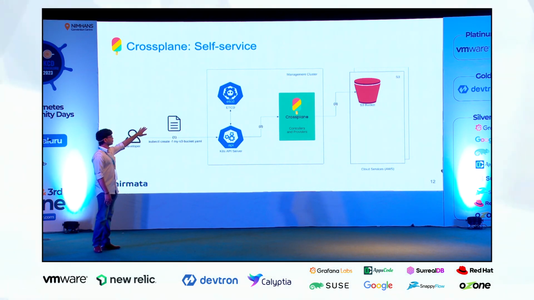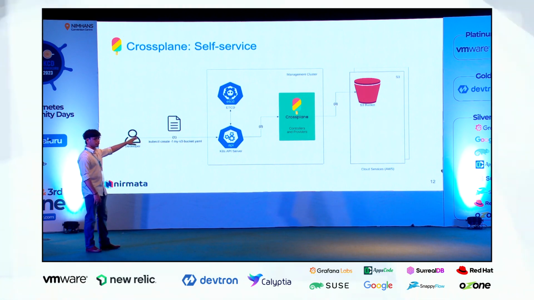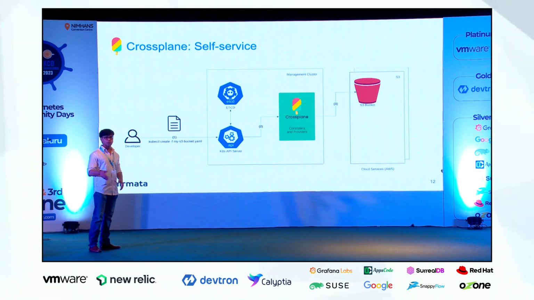I'm calling this a management cluster because Kubernetes here is acting as a control plane for your cloud infrastructure. On the right, I have my cloud service, which I'm controlling with Kubernetes. So when the S3 bucket resource comes in, it goes to the Kube API server, and from that, it goes to Crossplane. Then the Crossplane controllers create your resource accordingly, in this case an S3 bucket.